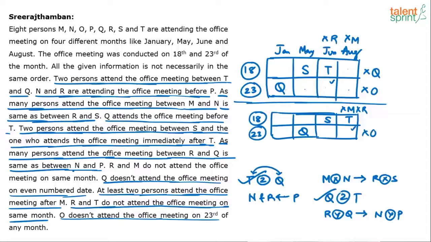You can do it in a linear fashion also, by the way. I mean, some of you might have tried that. Like for example, you want to write 18th Jan, 23rd Jan, 18th May, 23rd May, 18th June, 23rd June, 18th August, 23rd August. You can put 8 dashes there and try to fill those dashes also. That also will give you the same answer. Eventually it will give you the same thing.